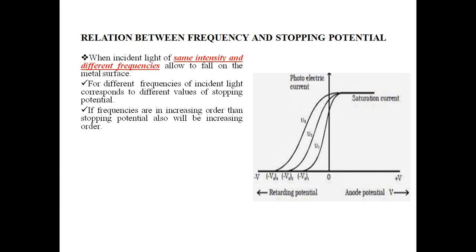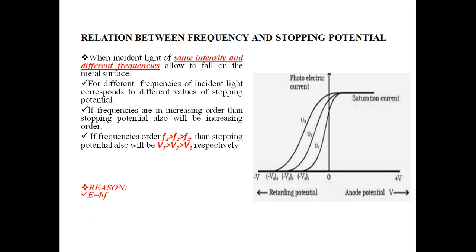It means that if we have a light of higher frequency, then we require a higher stopping potential for that metal surface. If the frequencies are ordered, with f3 greater than f2 and f1, then correspondingly we also require a higher potential difference, which is V3 greater than V2 and V1.